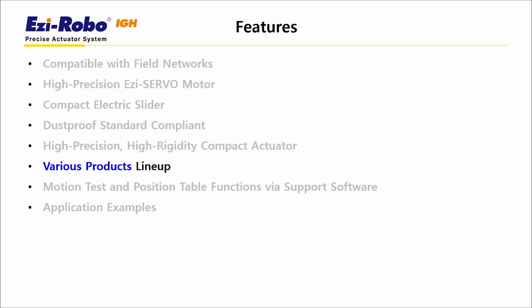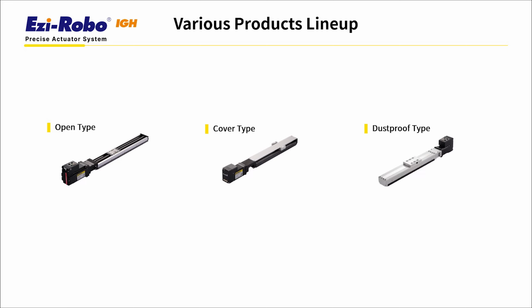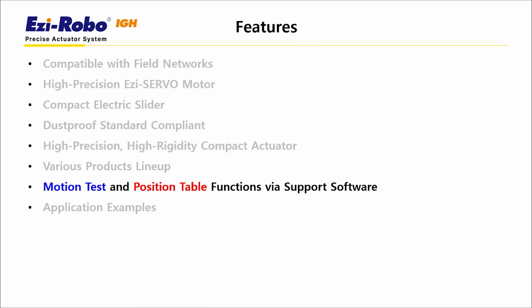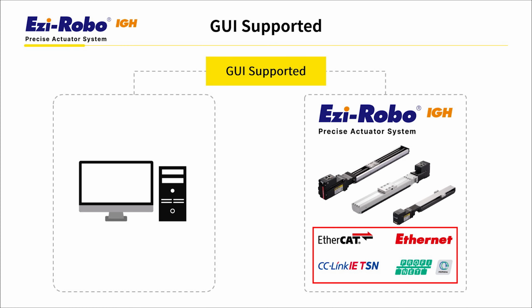Ezi-Robo IGH offers 3 product types depending on usage conditions and environment. The open type for conditions requiring low installation height, the cover type for general environments, and the dustproof type for cleanroom use. Motion test and position table functionality are available through the supported software. Ezi-Robo IGH provides a dedicated GUI for each supported field network.